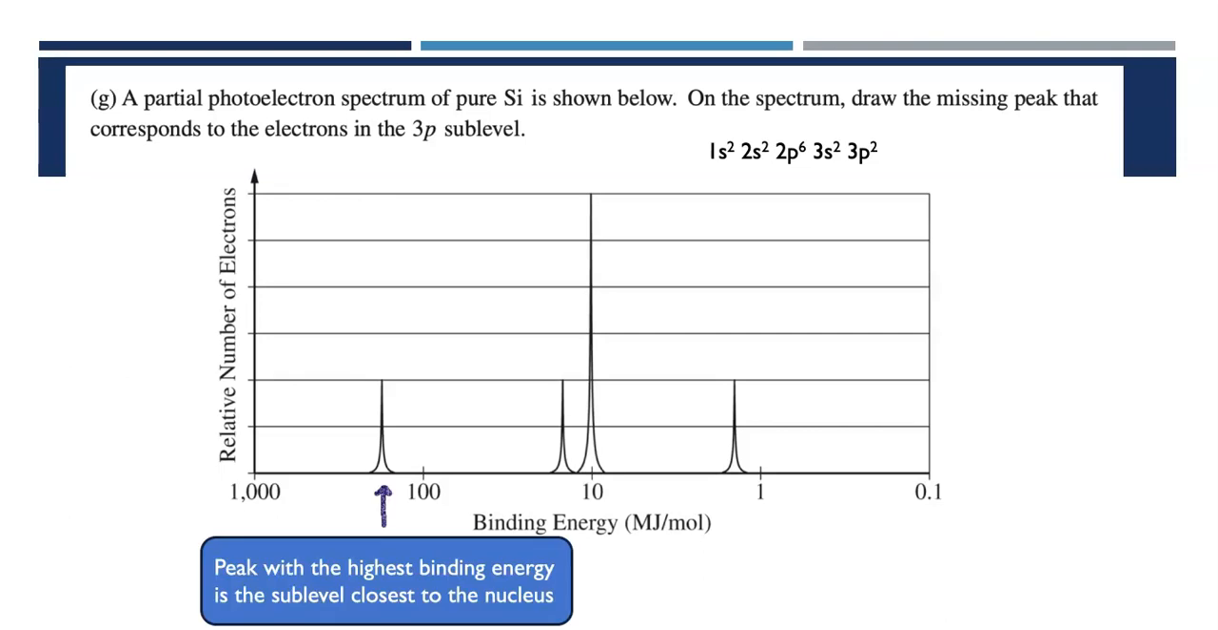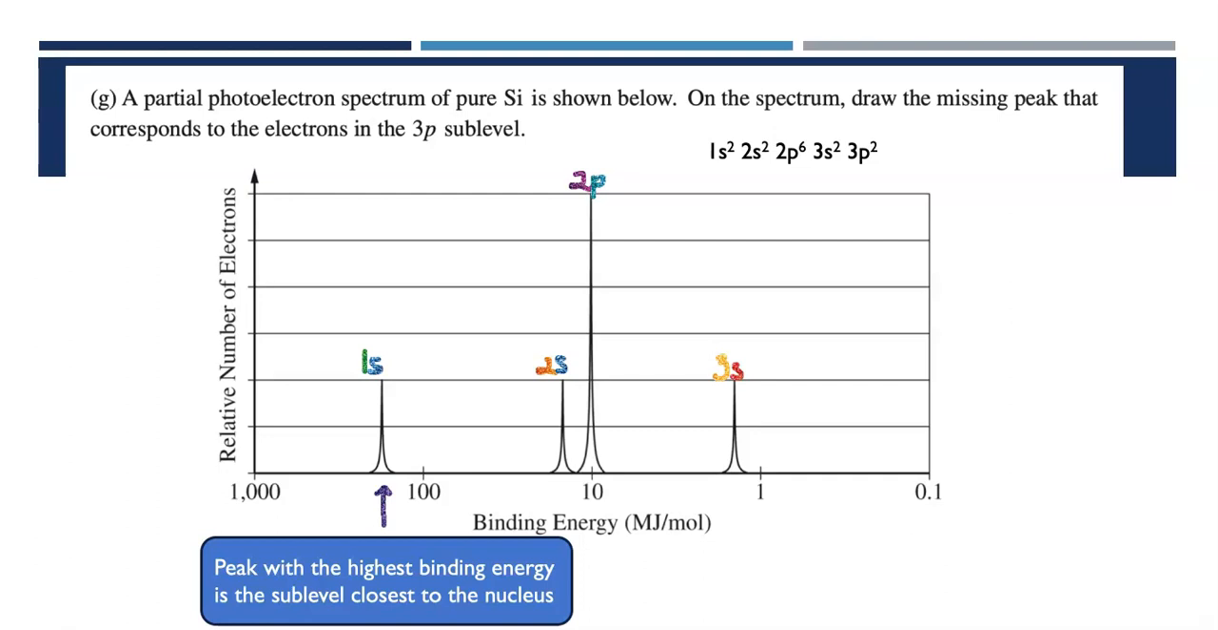In terms of reading the PES spectrum, the peak with the highest binding energy is the sublevel that's closest to the nucleus, which of course would be the 1s sublevel. And then we can go from left to right here and label the other peaks. So we have 1s and then 2s. The tallest peak here is 2p. The next peak is 3s. And we don't have the 3p sublevel, but we know that that should be to the right of the 3s sublevel on this graph. And then we need to think about the amplitude for the peak.